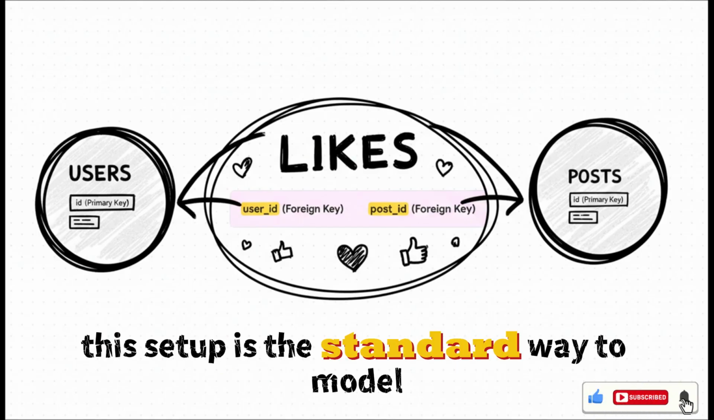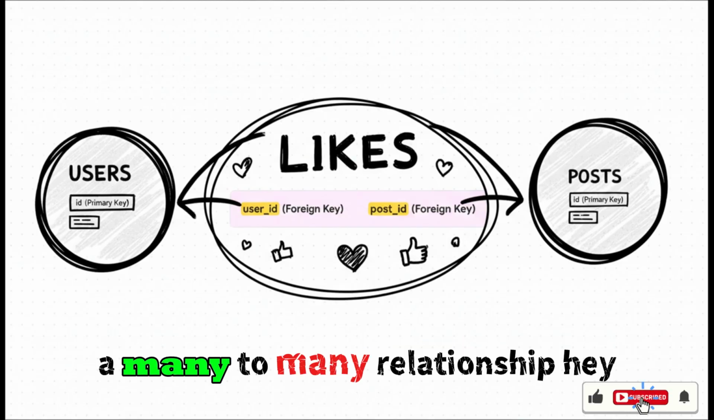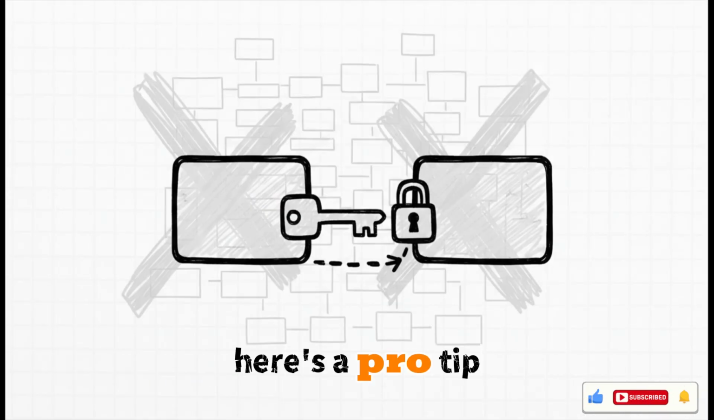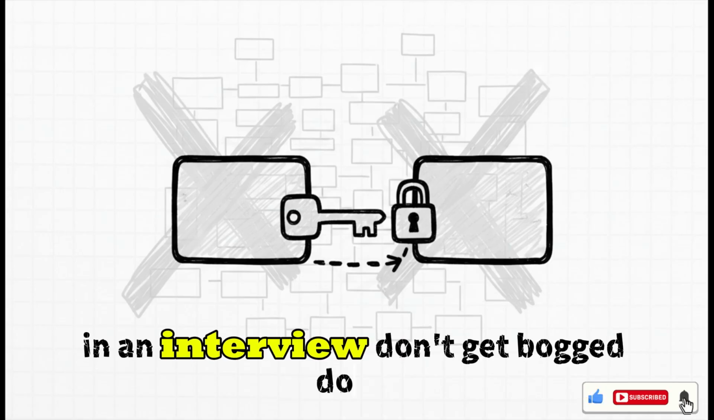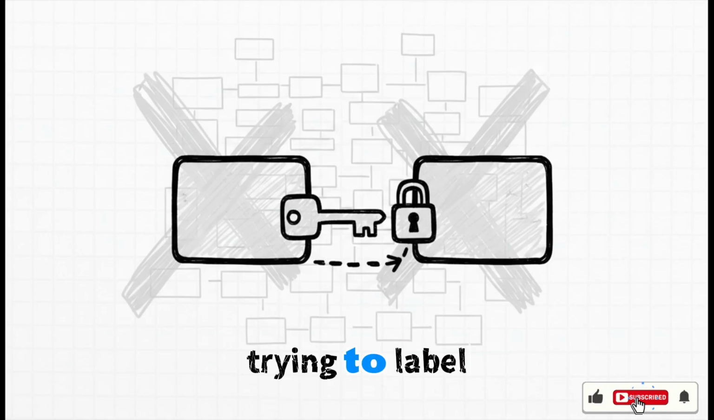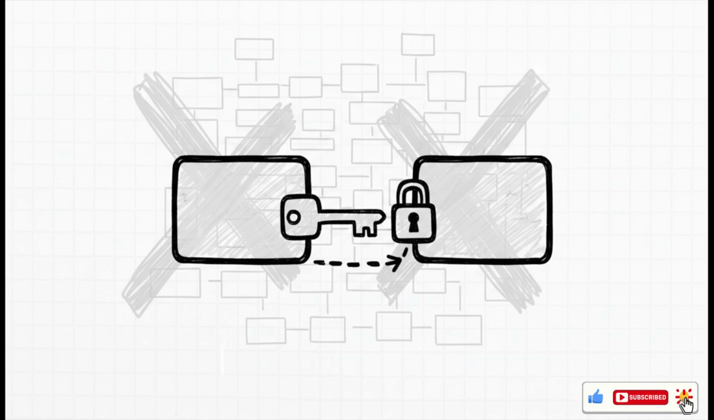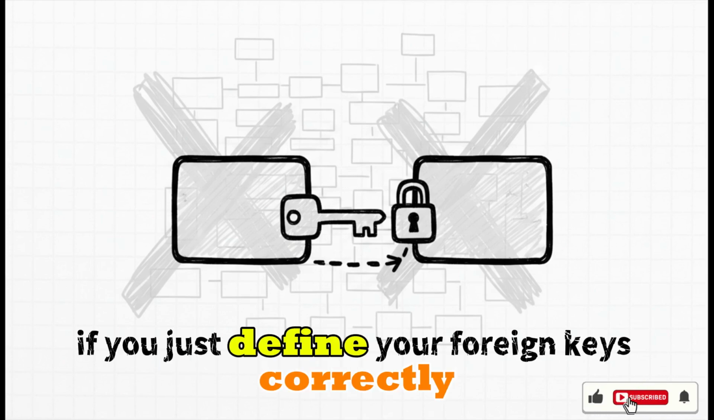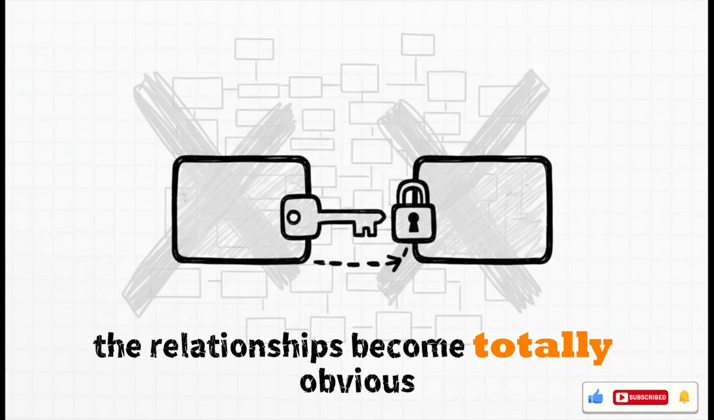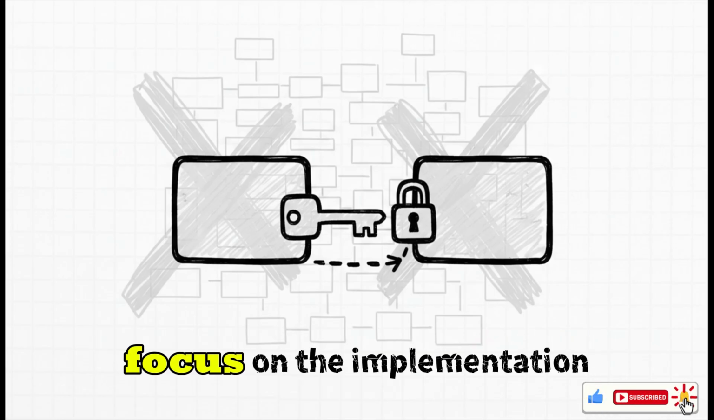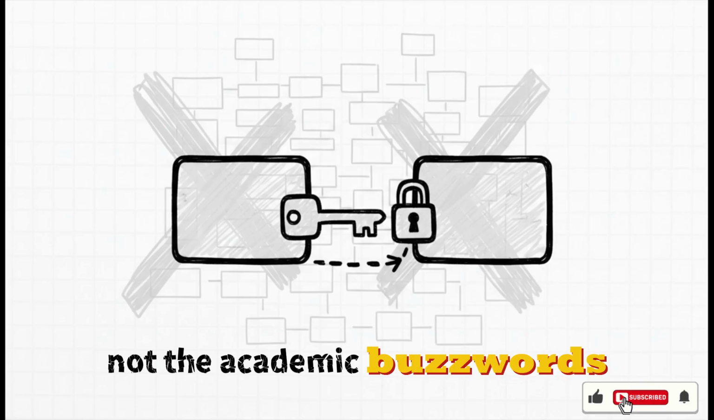This setup is the standard way to model a many-to-many relationship. Hey, here's a pro tip that's going to save you a lot of headache in an interview. Don't get bogged down trying to label every single relationship as one-to-many or many-to-many. Seriously, it's not necessary. If you just define your foreign keys correctly, the relationships become totally obvious. Focus on the implementation, not the academic buzzwords.